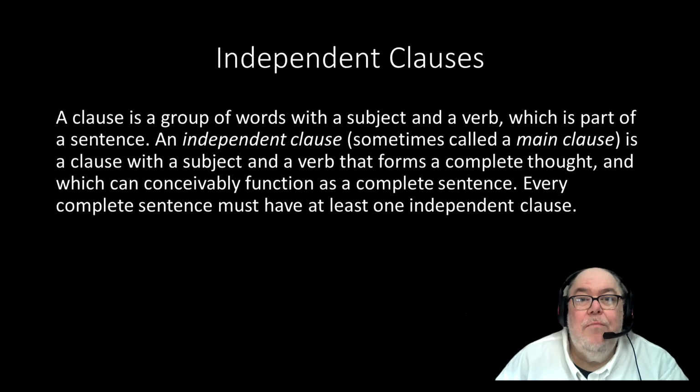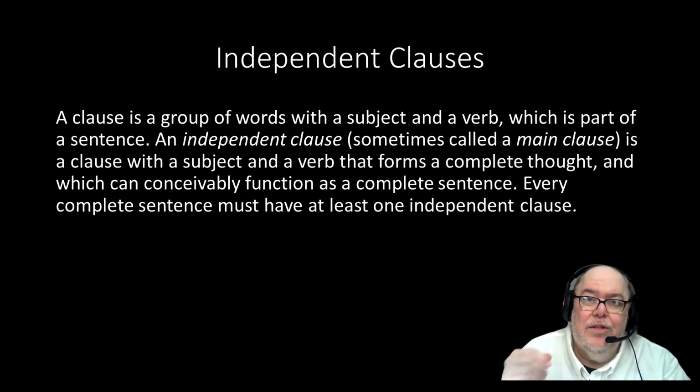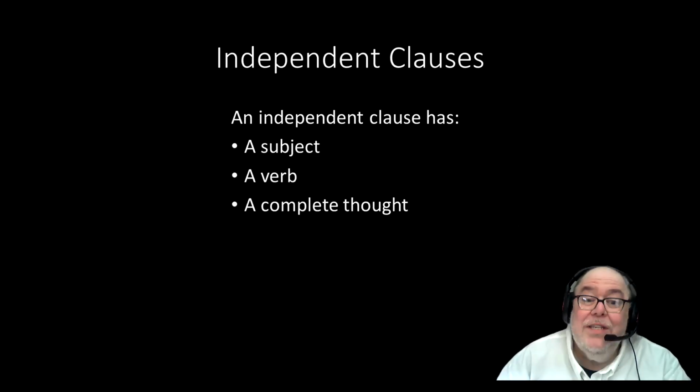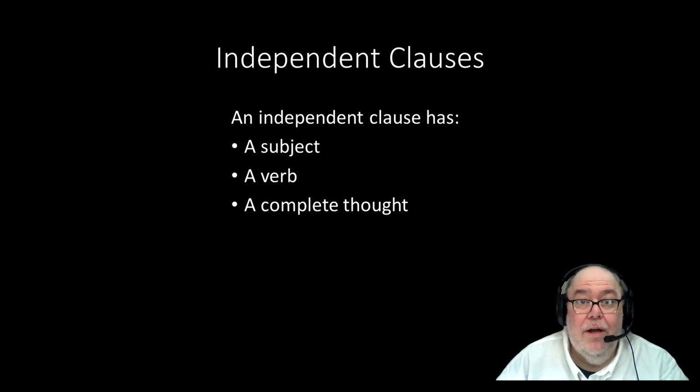A sentence is composed of clauses. There are two types of clauses, independent clauses and dependent clauses. An independent clause is a group of words that can function as a complete sentence. And in order to do that, it has three distinct components. An independent clause always has a subject, a verb, and it forms a complete thought. If it's lacking one of those things, it's not an independent clause.